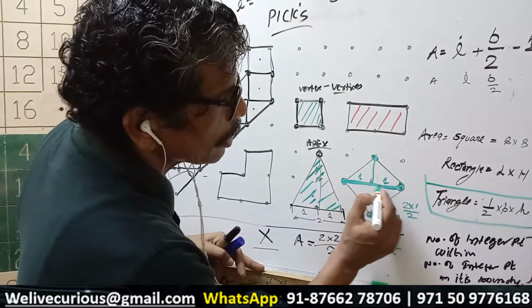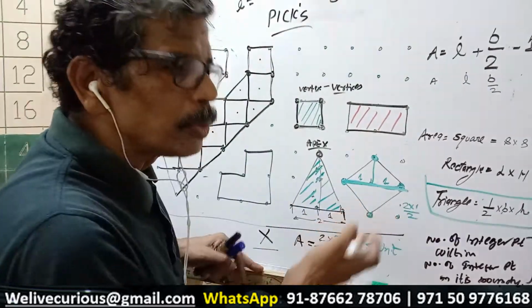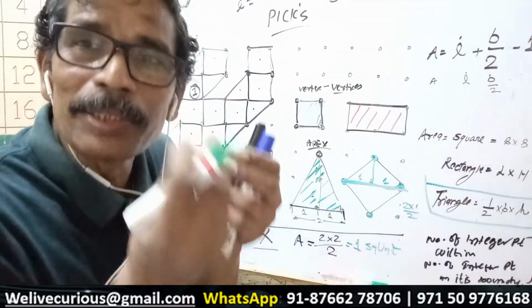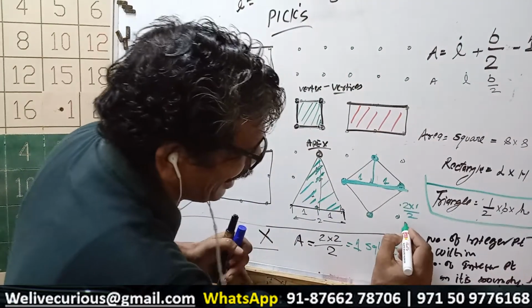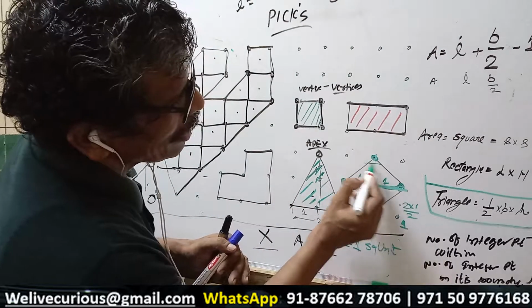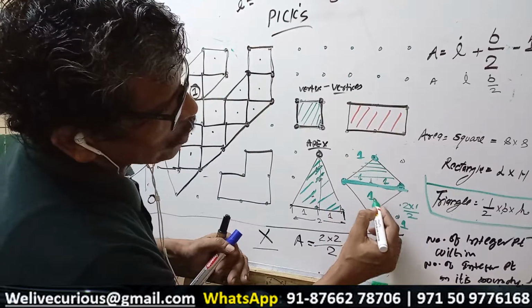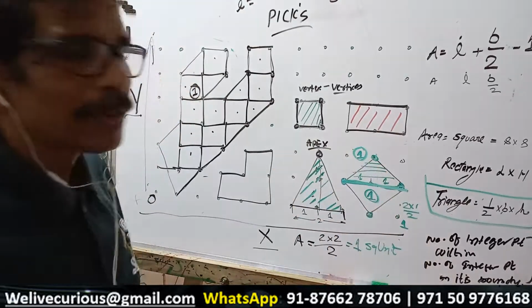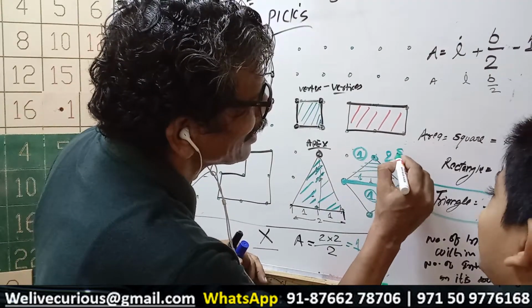What is the base? 2. 2 multiplied by 1 divided by 2 is how much? Is 1. So this area is 1 square unit. This area is 1 square unit. How much is the total? 2 square units.